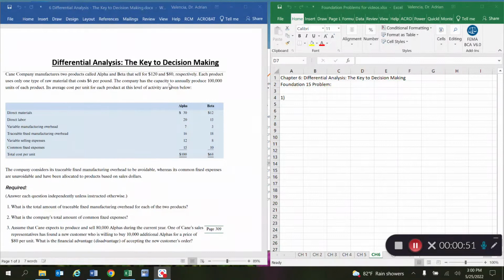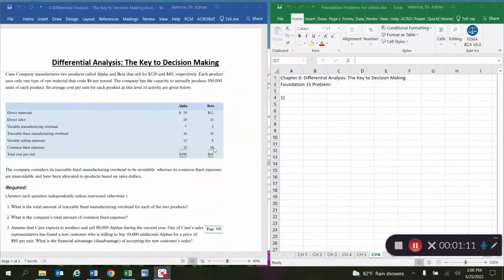The company has the capacity to produce annually 100,000 units of each product. Its average cost per unit for each product at this level of activity is given below. So any information that we have right here is based on 100,000 units. Okay, this is the expected production or the capacity.